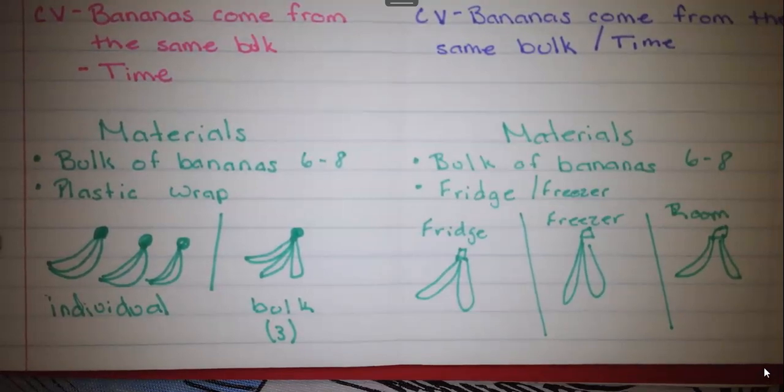Your homework for today, guys, bananas. And you're going to need plastic wrap, and if you don't have plastic wrap, plastic wrap. And that's pretty much it. You're going to get your bulk of bananas and your plastic wrap, and we're going to put them in the freezer, in the fridge, in the room temperature.